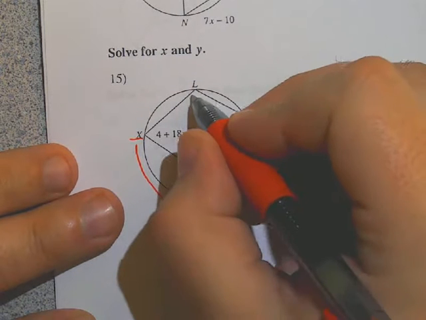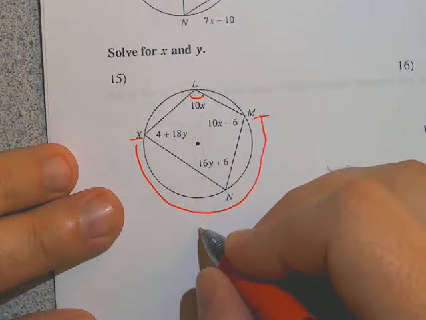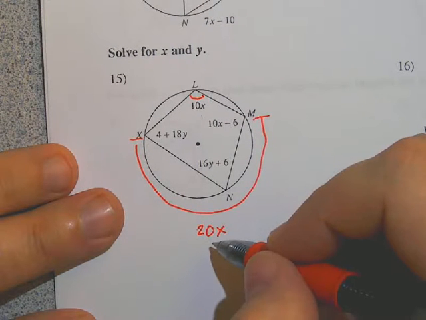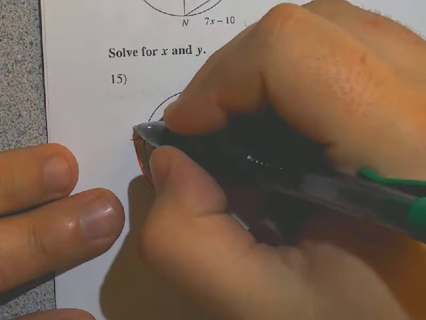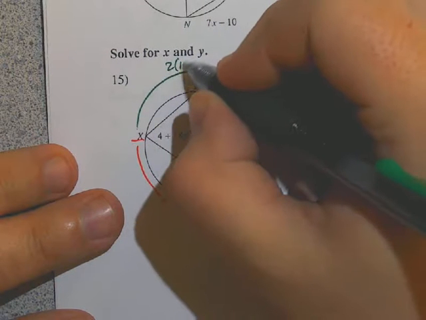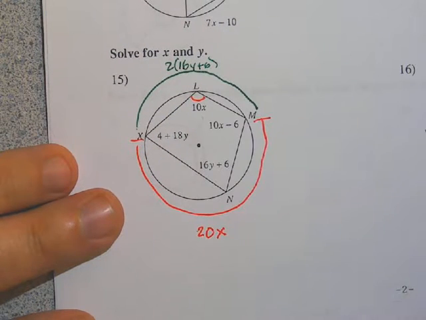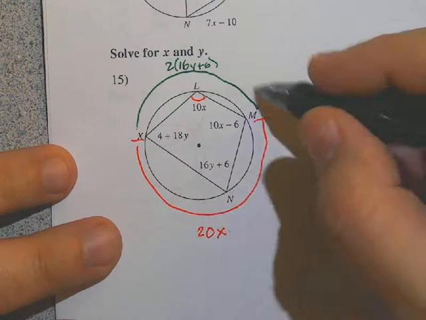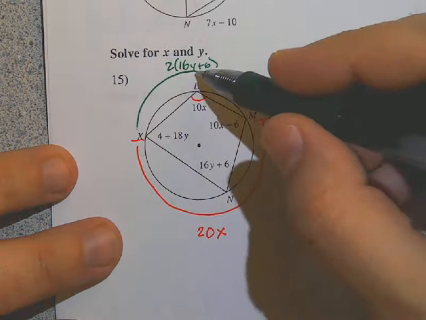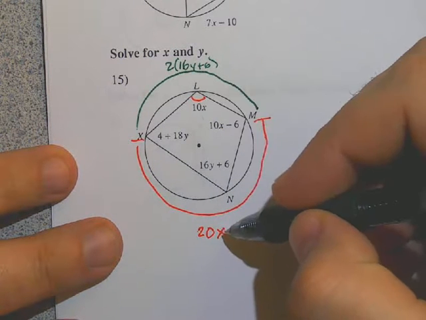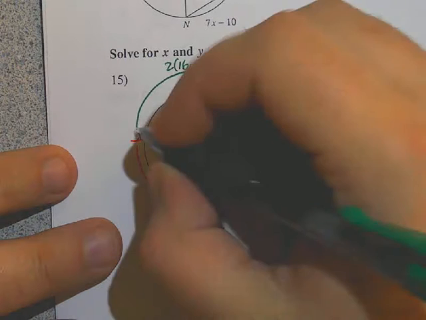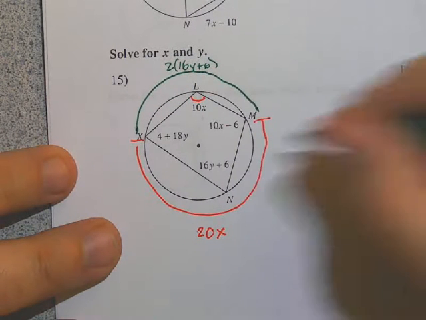Okay, so if we look at this, X in M is based off of this angle L. So that means this whole thing is equal to 20x because it's going to be double that. Okay. And then I also have this green one that's going to be twice this, so 2 times 16y plus 6, whatever that is. And hey, I could add these to be 360. I could, but x and y.